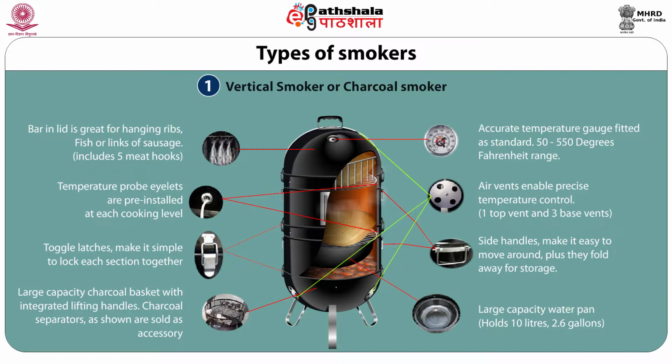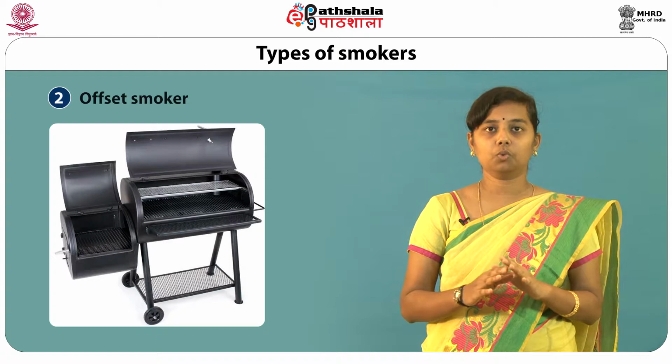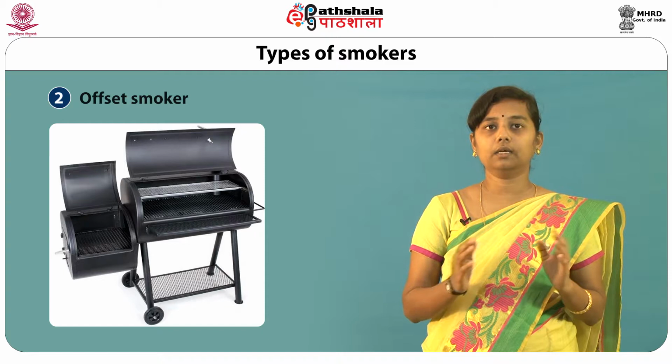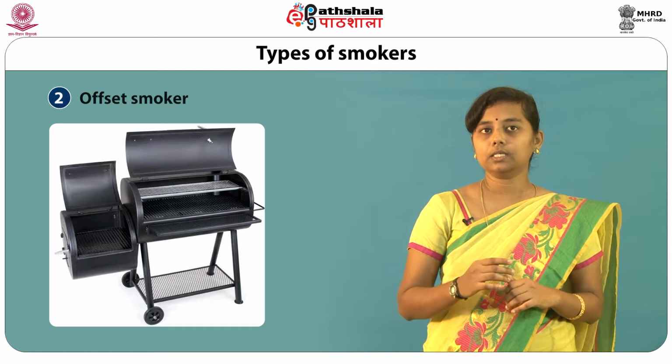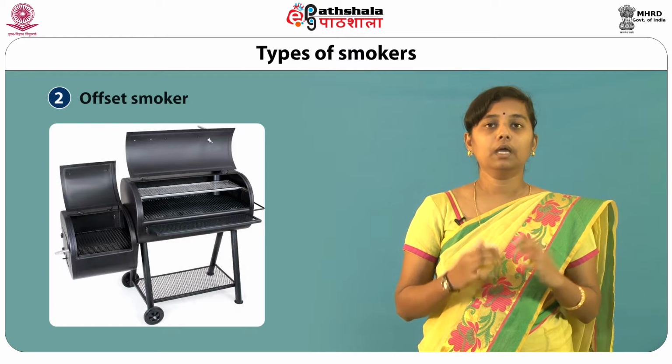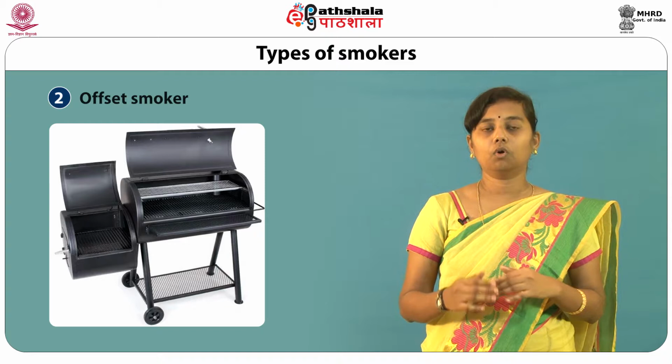Next type is the offset smoker. The offset smoker consisted of a cylindrical cooking chamber attached with a firebox through a connecting pipe. Fire is lit in the firebox and airflow is tightly controlled. Apart from the vent in the cooking chamber, sometimes the firebox is also provided with a vent to regulate the temperature. The heat and smoke from the fire is moved through the connecting pipe into the cooking chamber and it flavors the meat. The excess smoke is vented through the exhaust pipe of the cooking chamber. This can be used as a normal grill and also to smoke meat products.